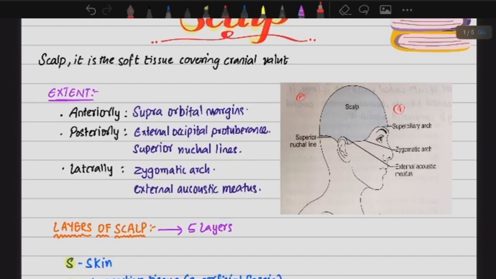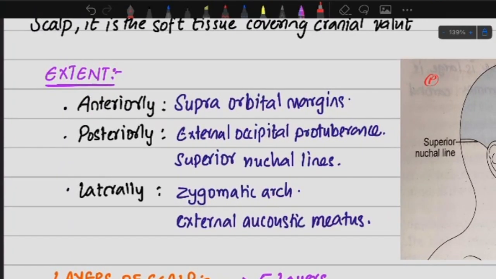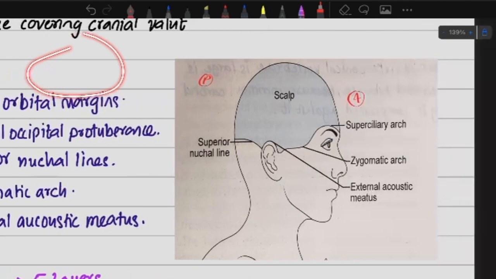Now let us talk about the extent of scalp. Anteriorly it is extended up to the supraorbital margins or the superciliary arches, whereas posteriorly it is extended till the external occipital protuberance and superior nuchal lines, whereas laterally it is extended till the zygomatic arch and external acoustic meatus.